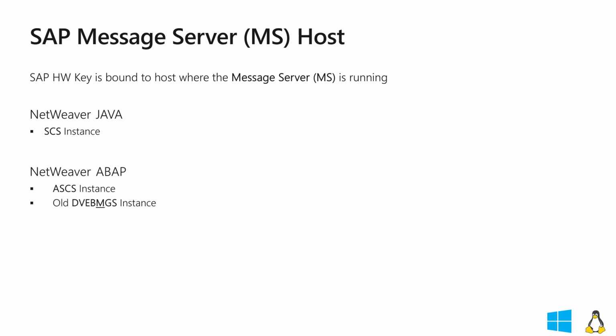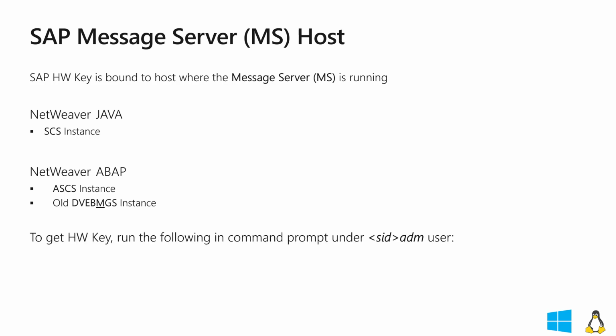Now, very rarely you might even have an old so-called DVEBMGS instance, where the M stands for the message server, where you could have a message server running inside of that instance. It's very unlikely because new installations no longer install this old central instance. But if you have an older configuration, you might run into such an architecture. The hardware key you would get by running the following command, saplicense -get, under the <sid>adm user.